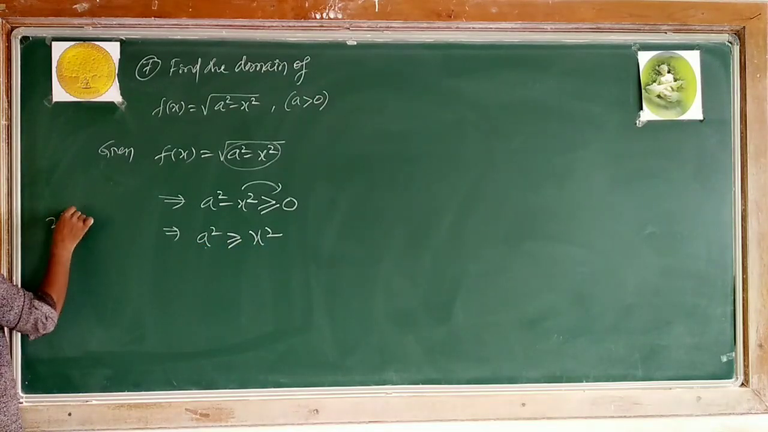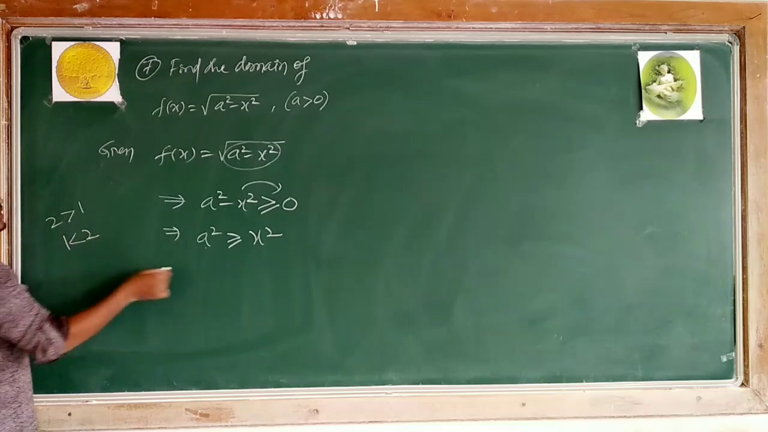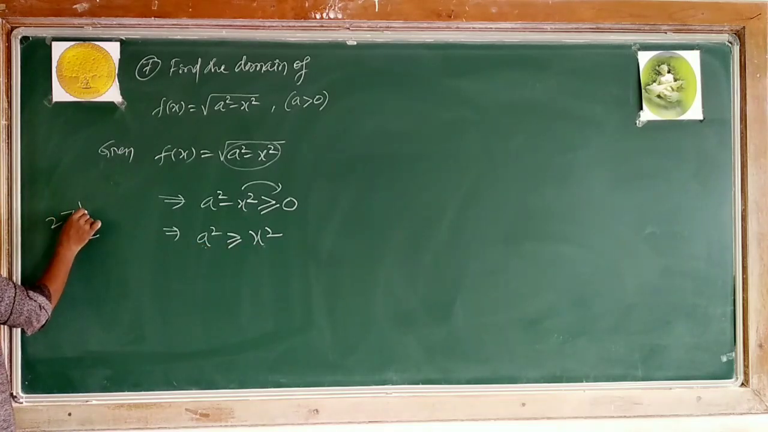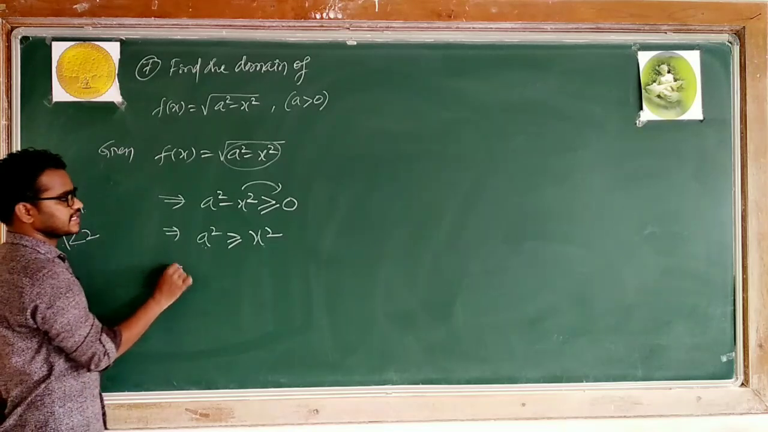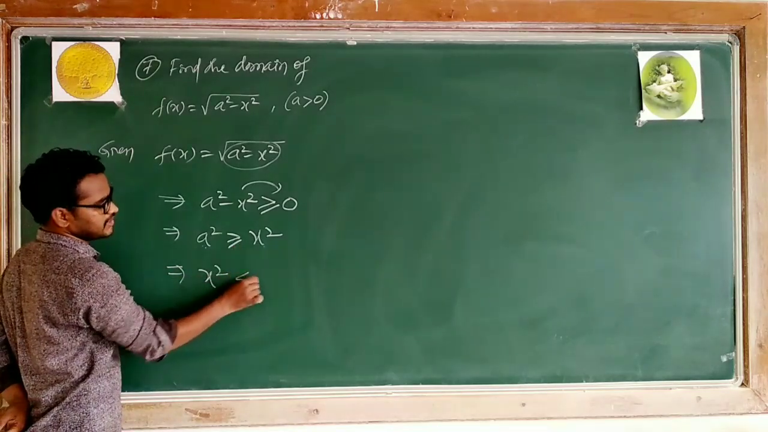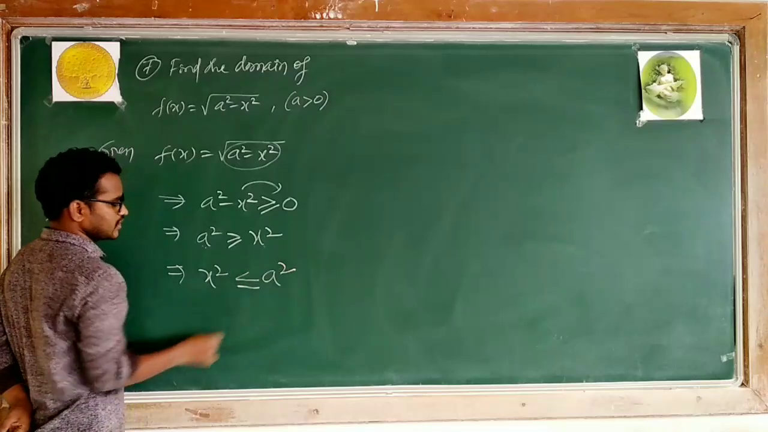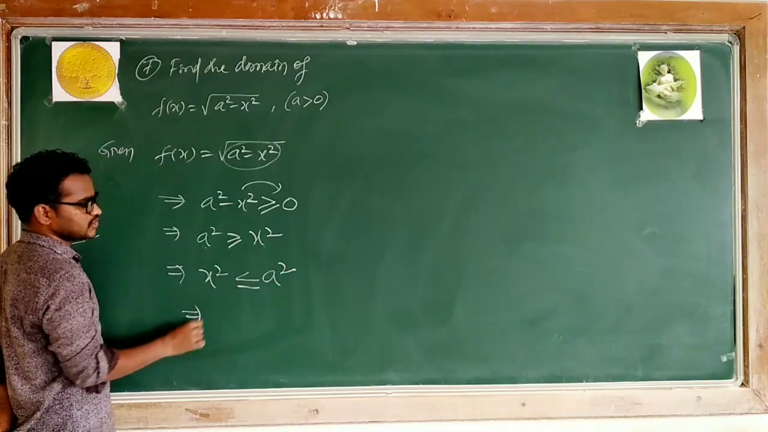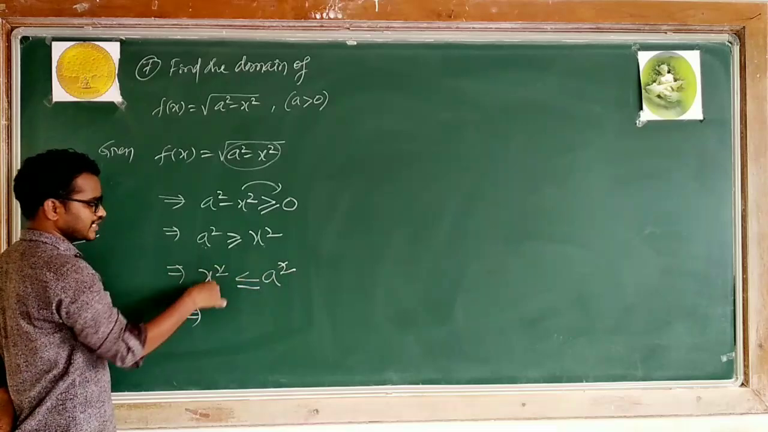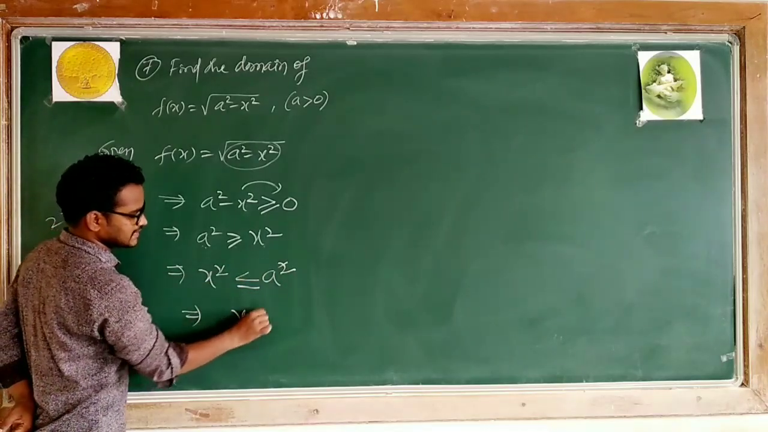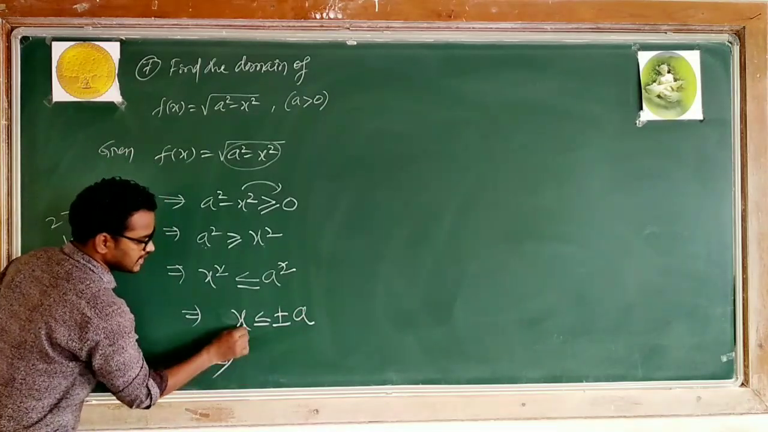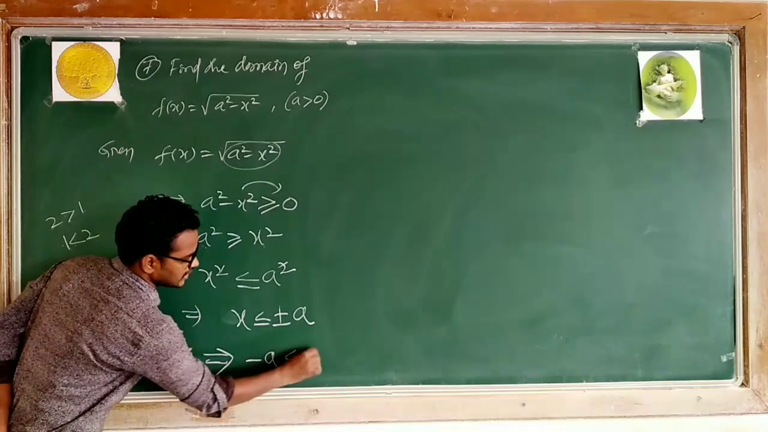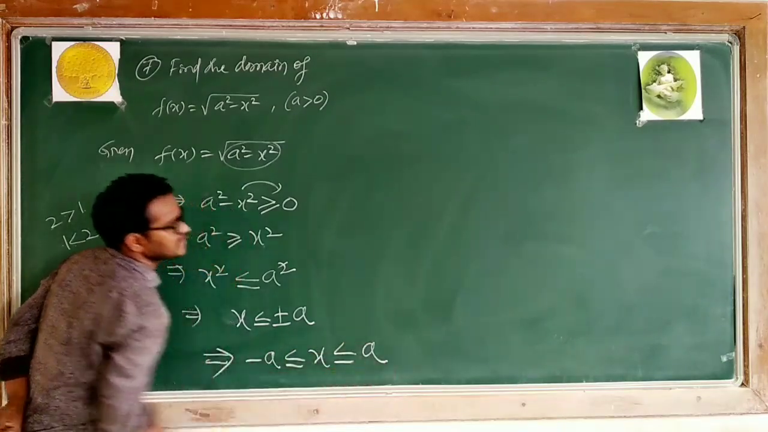If 2 is more than 1, can I say 1 is less than 2? You can exchange the sides, LHS to RHS and RHS to LHS, and greater than becomes lesser than. It implies x square is less than or equal to a square. Taking the square root on both sides, you get x is less than or equal to plus or minus a. As I said in the previous class, x lies between minus a and plus a.